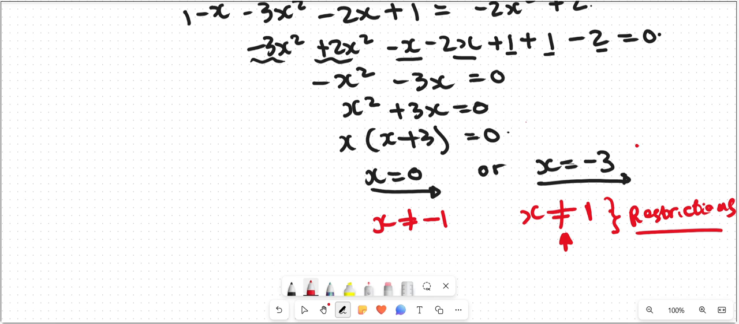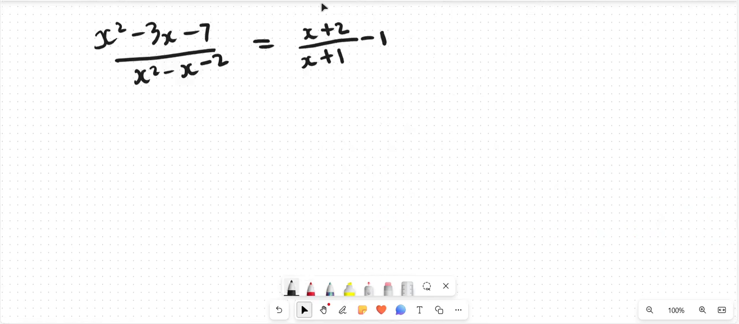So let's try the next one. I'm going to do, I think, 2 more of these. All right, for this next one, we might need to factorize our denominator. So we need to factorize this denominator first, right? You see it's a trinomial. So let's do the factorization first before we can find the LCD.